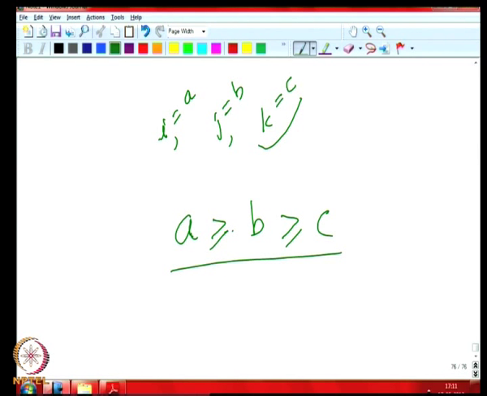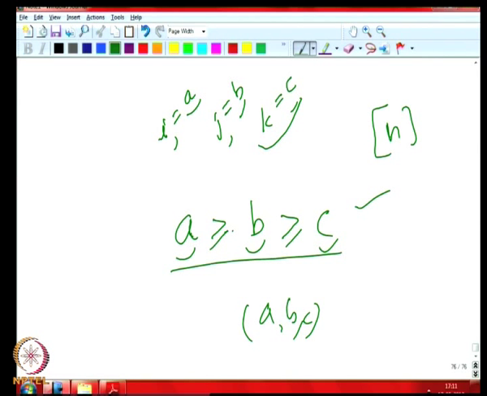So the question is how many such triples a, b, c are possible. For instance, if i is going from 1 to n, the only possible values are from 1 to n. So from 1 to n, how many such a, b, c can be created such that a is greater than or equal to b, which is greater than or equal to c? You can see that the solution will give you the answer, because every time your print statement is executed, you have a value of i, a value of j, and a value of k, that gives you such an a, b, c, that is a greater than or equal to b greater than or equal to c.